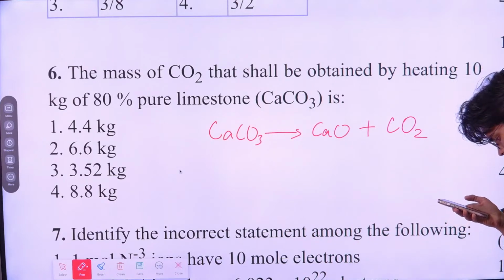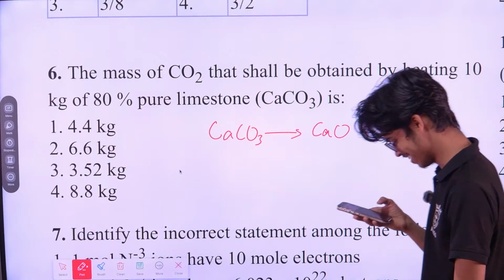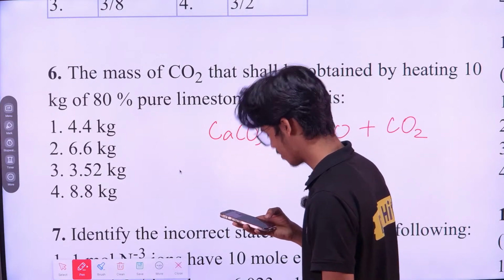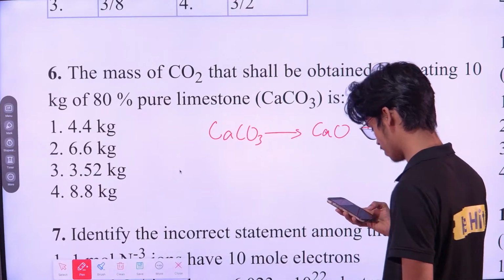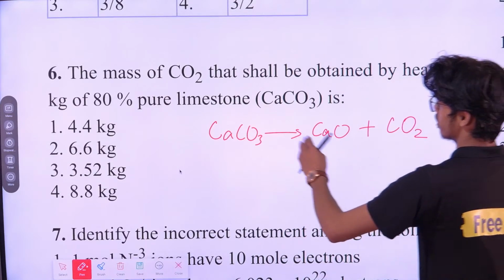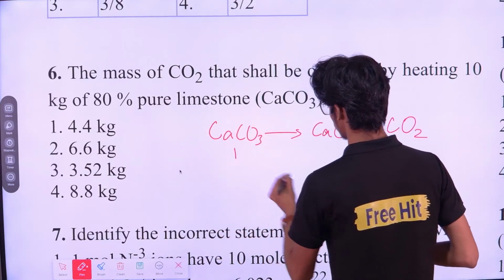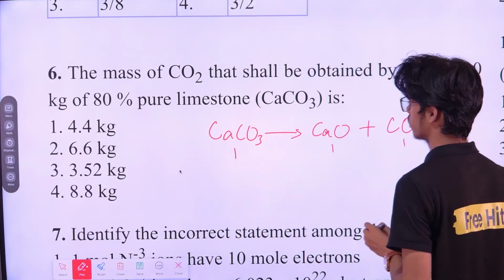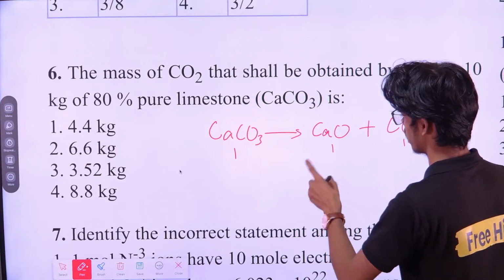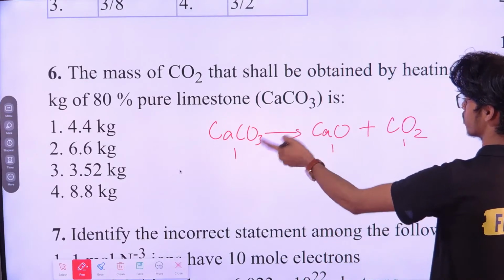Let's see if somebody's got the answer. Sam, hi. Okay, Priya Jyoti has answered option number 3. Let's see if option number 3 is the right answer or not. So this is 80% pure. Now we have 10 kg of this, so 1 mole of this will produce 1 mole of this and 1 mole of this. Now how many moles of calcium carbonate do we have?